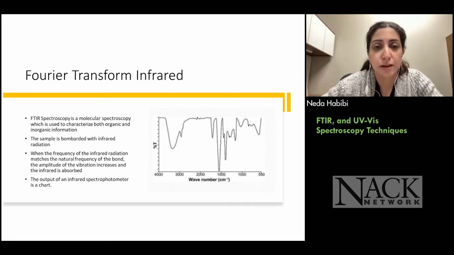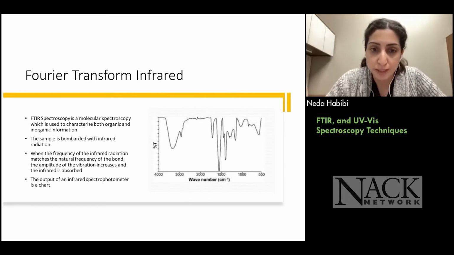So in FTIR, the type of radiation is in the range of infrared. We have electromagnetic waves in the range of infrared. And the sample is bombarded with infrared radiation. And when the specific frequency of that infrared matches the natural frequency of those bonding in specific material, they will actually absorb that frequency and they will start to oscillate. And this is very similar to oscillation of a spring. And we have some vibration. So some portion of that infrared wavelength is absorbed by that material.